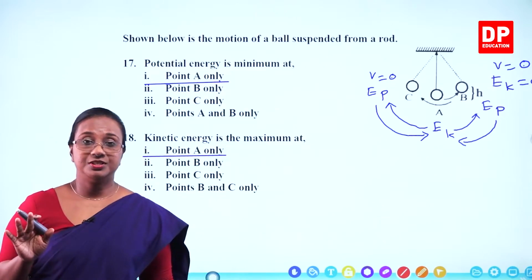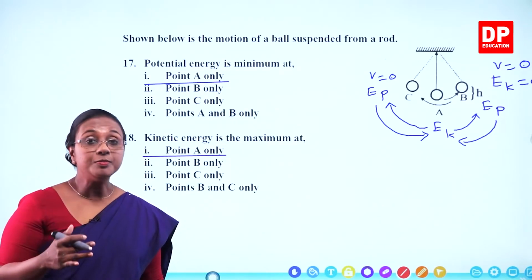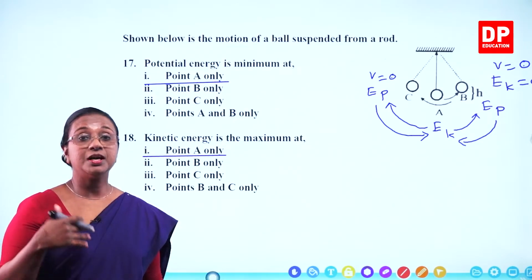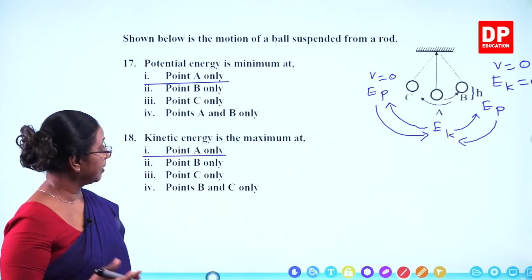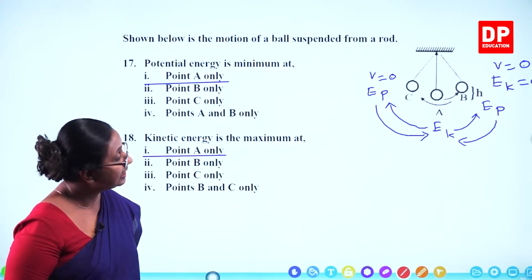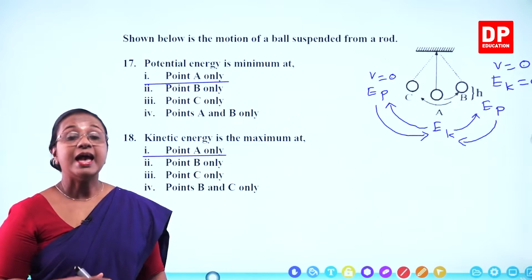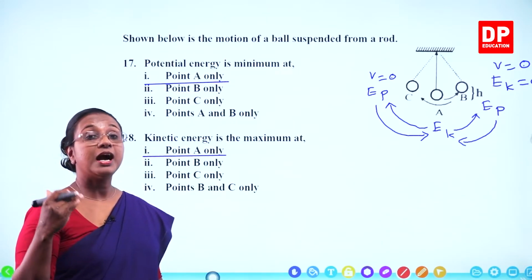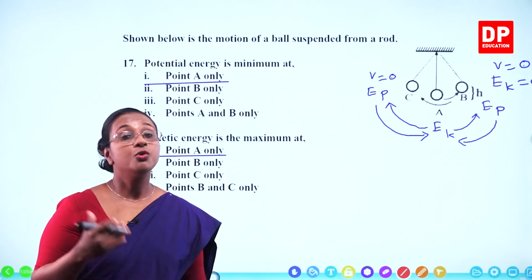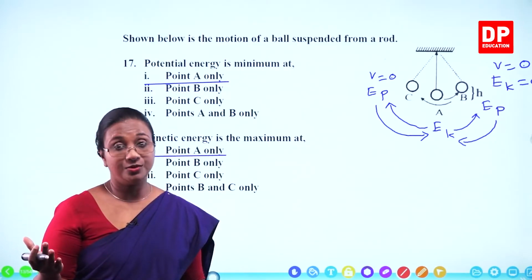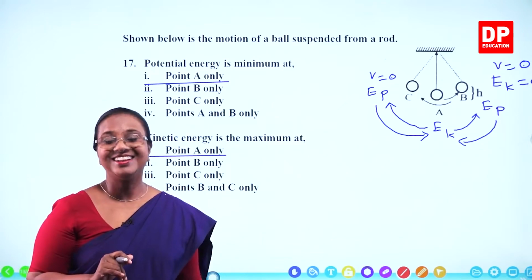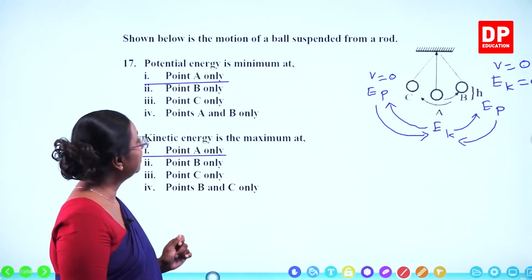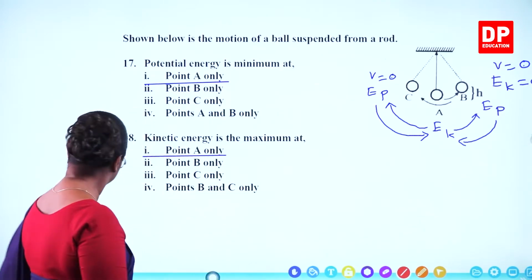Is that clear, student? When potential energy is minimum, kinetic energy is maximum. So both those are seen at point A. At point B and C, potential energy maximum, kinetic energy 0. Why? Velocity is 0. I'm sure you all can remember that. With that, we'll move on to the next slide.